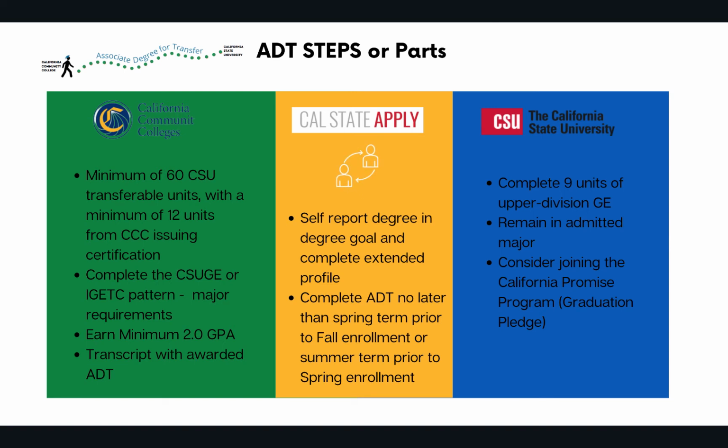Now, once you come over to a CSU campus, speaking in terms of Cal Poly Pomona, here at Cal Poly Pomona, you will need to complete 9 units of upper division general education.